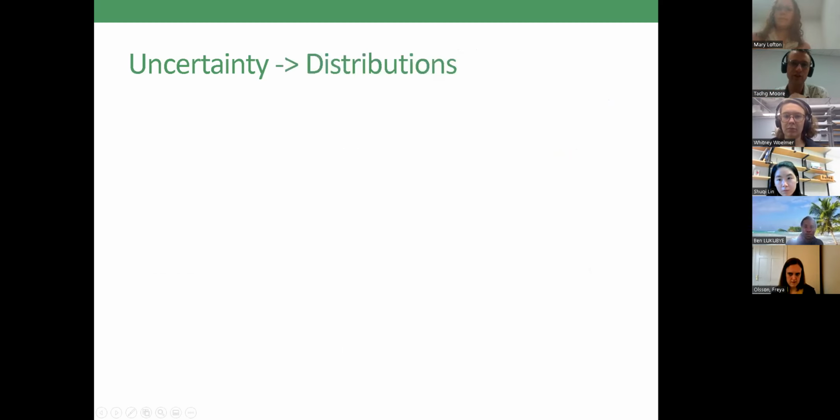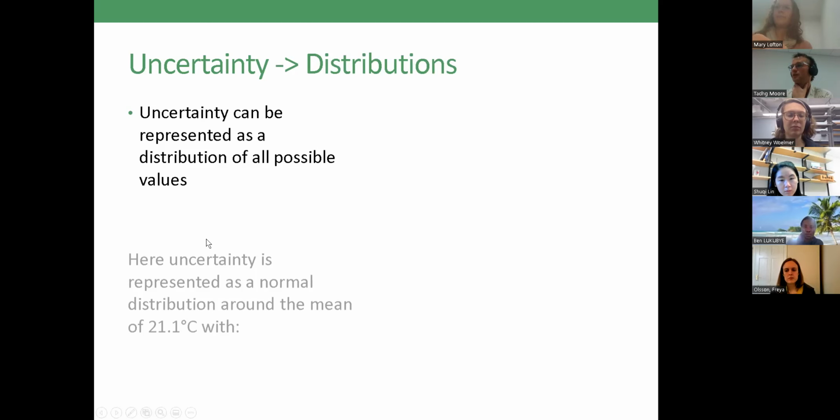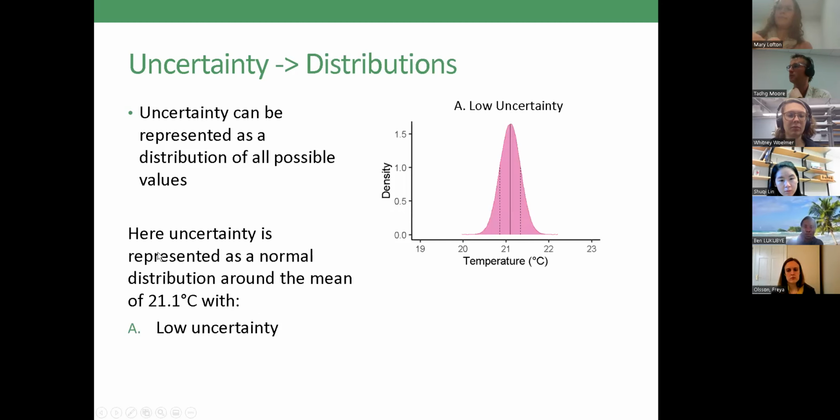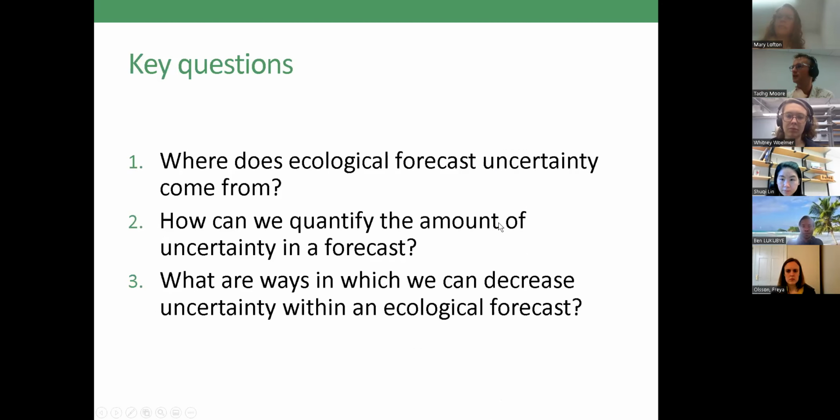But one way we can visualize uncertainty is using distributions. And this can be represented as a distribution of all possible values. So using the example below, when we have low uncertainty, we have high likelihood that it's around 21.1 degrees Celsius. But if we have high uncertainty, if we have wider measurements, we can use a wider distribution to show that there is a likelihood that temperature could actually be down as low as 20 or up as far as 22. There's a wider range, and this is what you will be using throughout the activity to communicate this uncertainty in your forecasts.